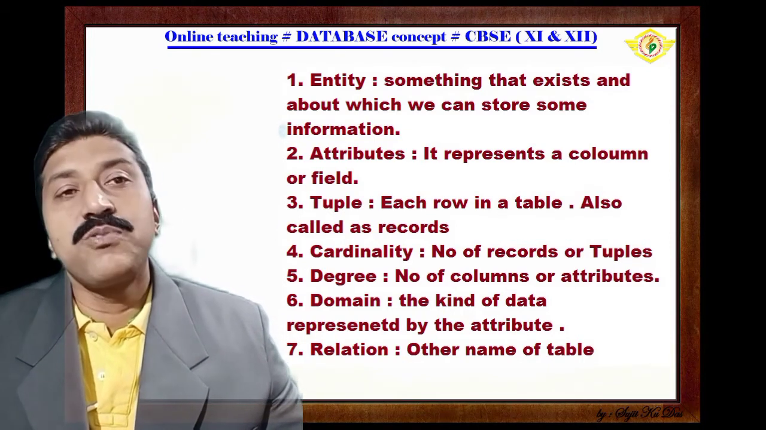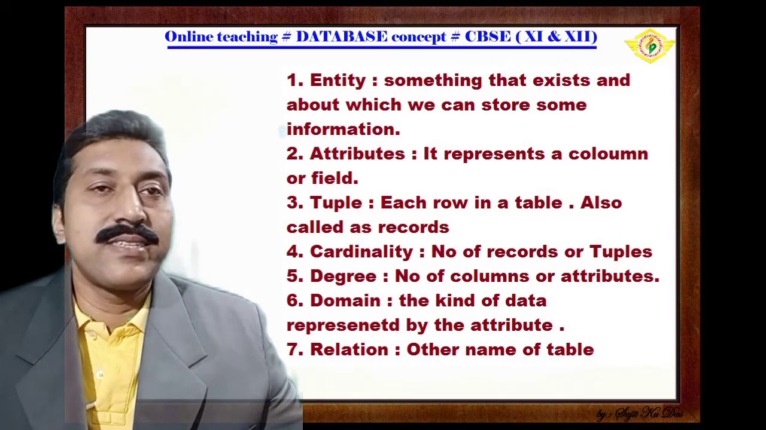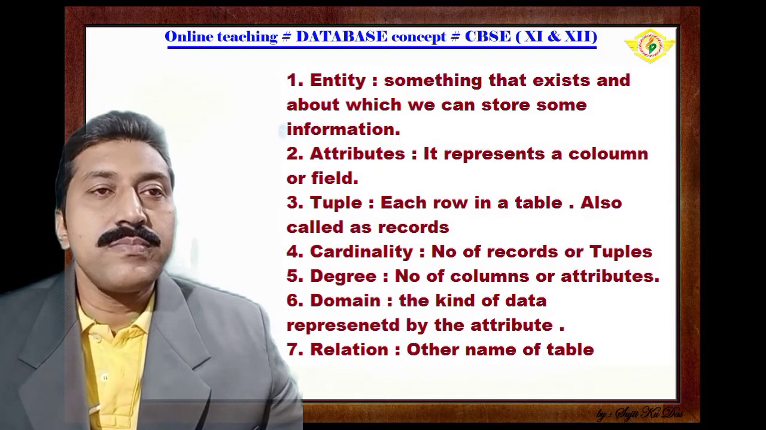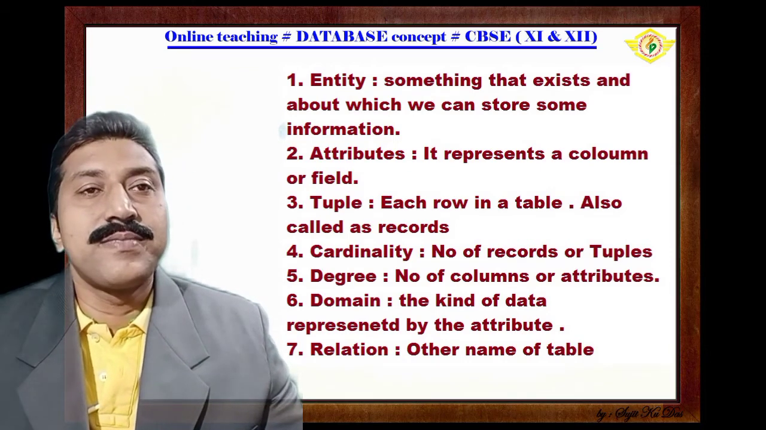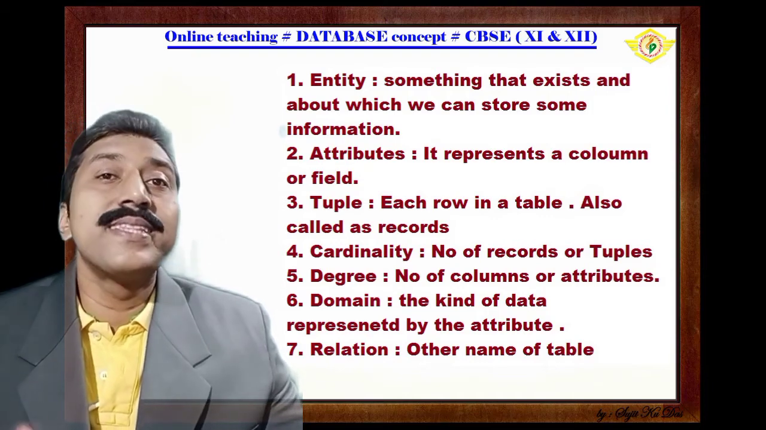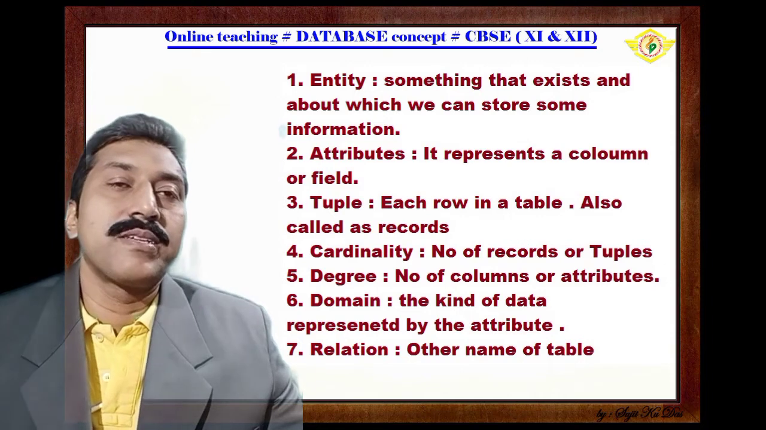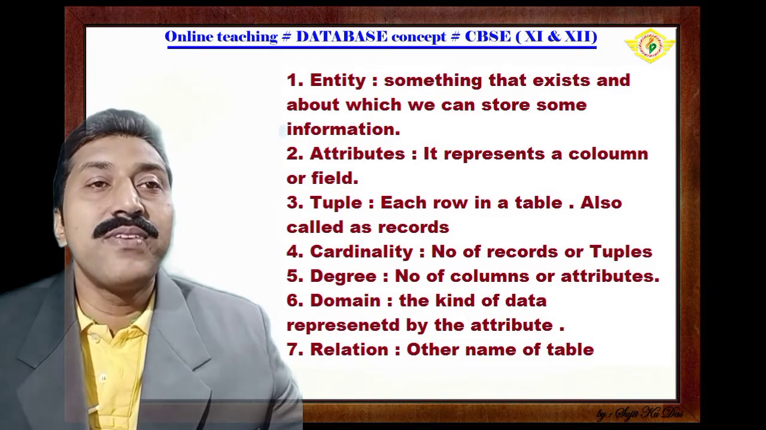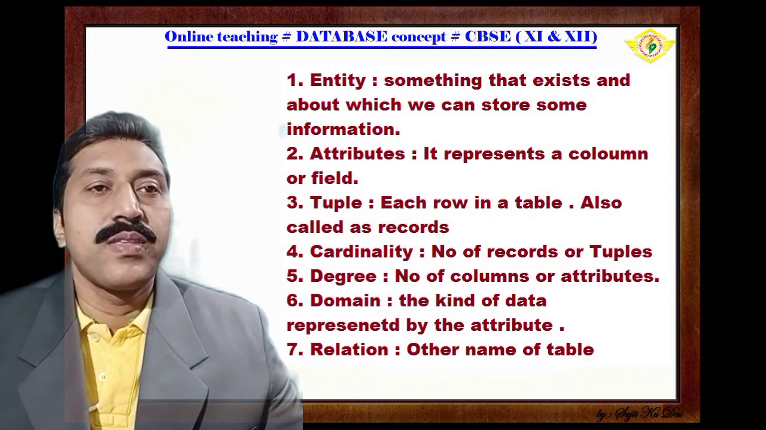For example, suppose a student has roll number, name, class and section. The whole information of a student is known as a tuple. Then relations, one by one. Cardinality of relations. What do you mean by this? It is the number of records or tuples in the relation. How many records are there, how many tuples are there? Suppose a table has 5 rows or 5 records, it means cardinality is equal to 5.